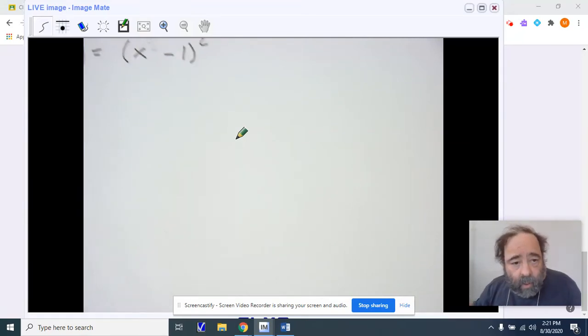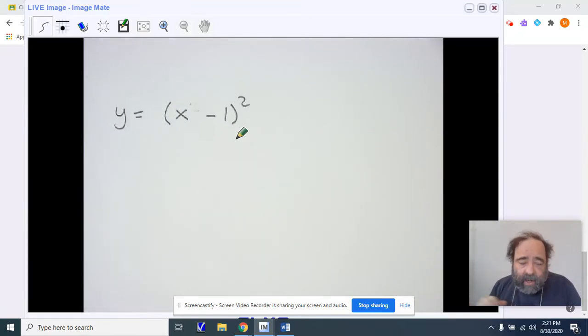Welcome, Hornets. We're going to be taking a look at finding inverses when we have functions that are not one-to-one. There are lots of functions that are not one-to-one, and the common issue is we want to avoid the portion of the graph that fails the horizontal line test.